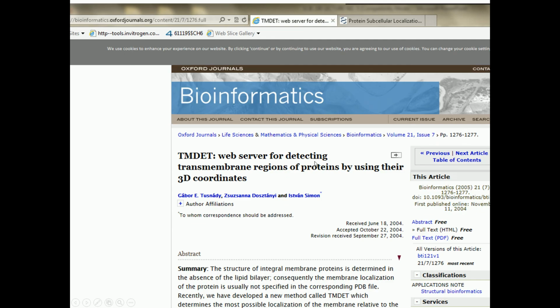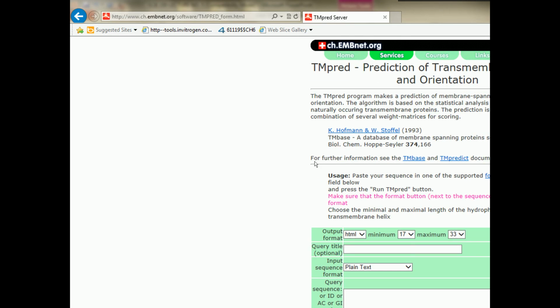So how do we find which region of the protein is crossing the membrane? For that we will be using this tool, which is called TMPRED. It predicts the transmembrane regions. But what is the principle? How does this tool find the region of the protein which is crossing the membrane? It is on the basis of the membrane.